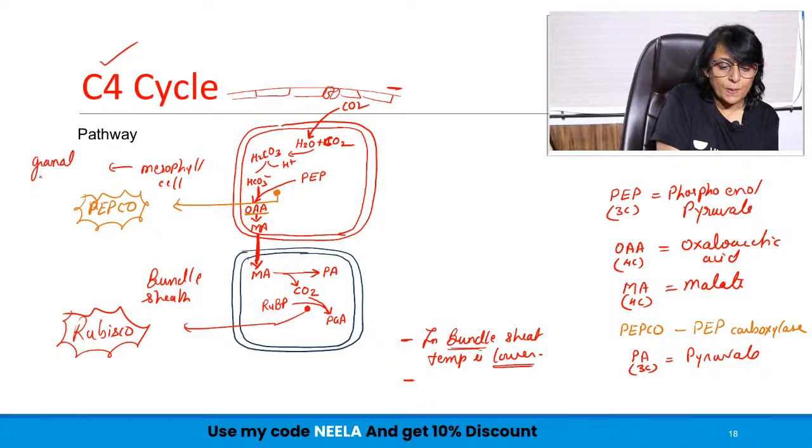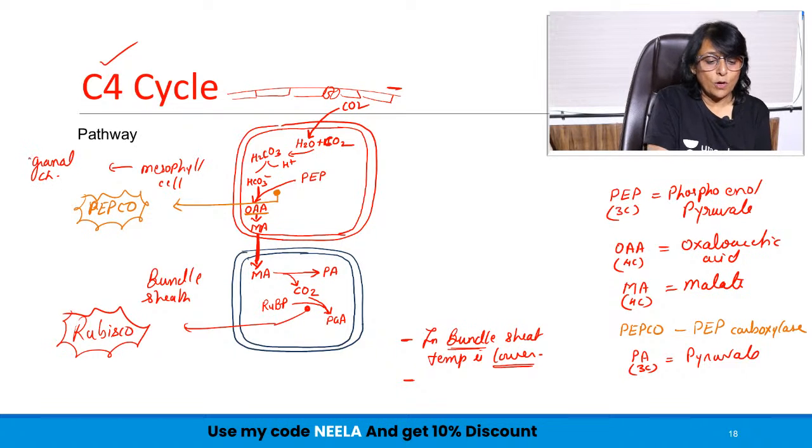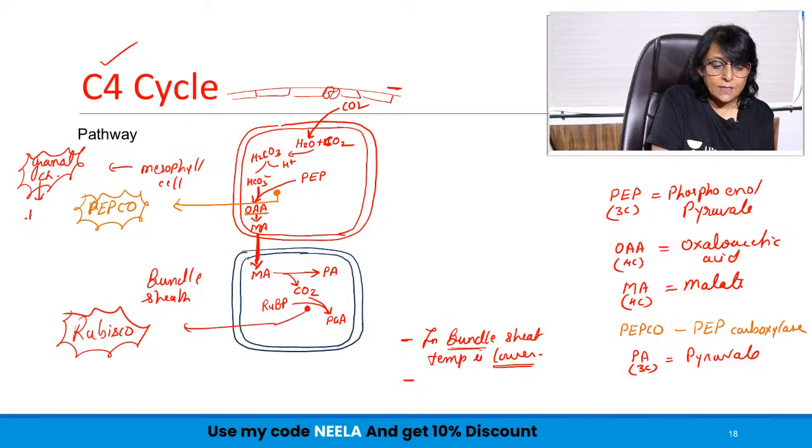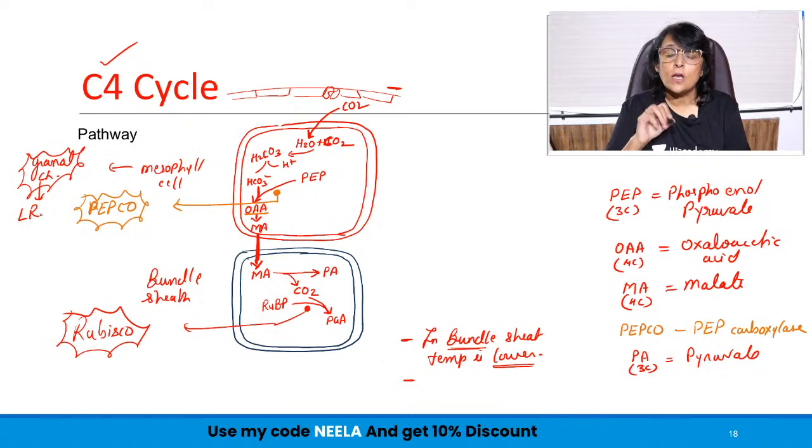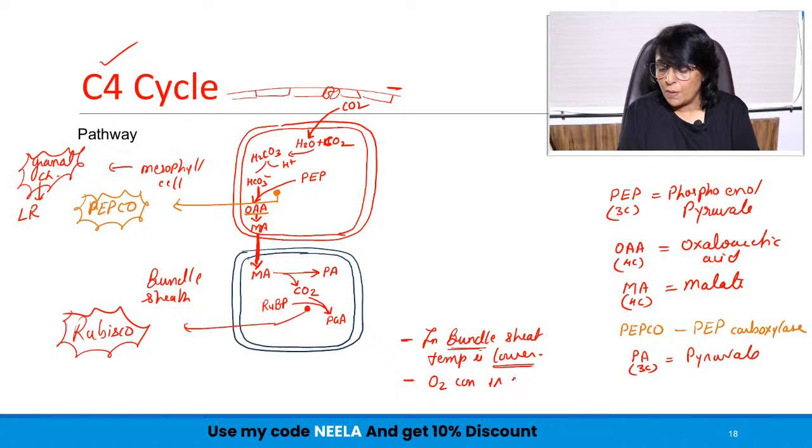So what happens in this case, mesophyll cells have granal chloroplast. And what is there in granal chloroplast? Grana. So here light reaction takes place. And oxygen is a byproduct produced during non-cyclic photophosphorylation, which is light reaction. So where is oxygen produced? Mesophyll cell. And where is Rubisco working? In bundle sheath cell.